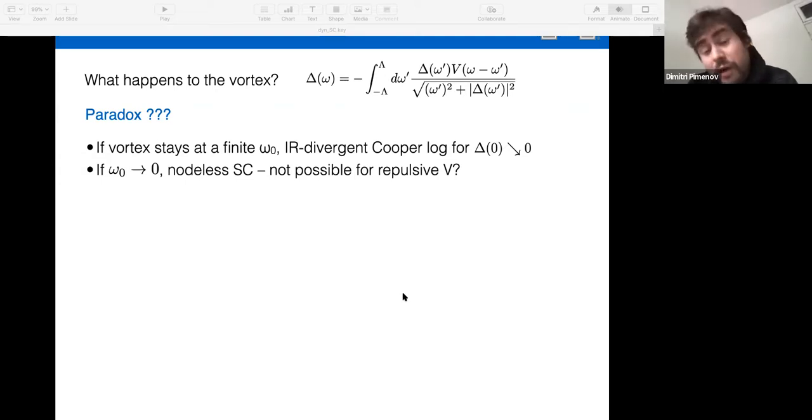It's somewhat of a small paradox, because you would consider that the vortex stays at a finite frequency, and then you look at our gap equation. At the smallest frequencies, if the gap function at zero frequency vanishes, then on the right-hand side you would get this kind of Cooper logarithm, one over frequency, which you integrate over, so you have a logarithm on the right-hand side but no logarithm on the left-hand side. So you cannot solve the gap equation. On the other hand, if you say that the vortex goes to 0, then what you find is again this nodeless superconductor, so sign preserving, but you're purely repulsive. So how can you find a solution?